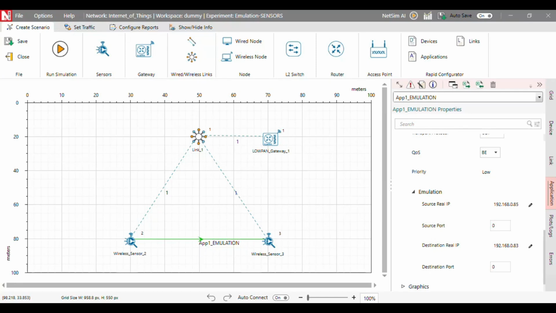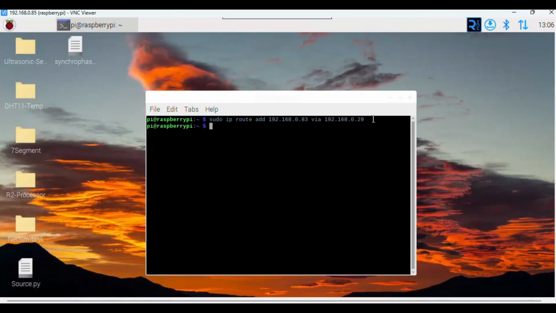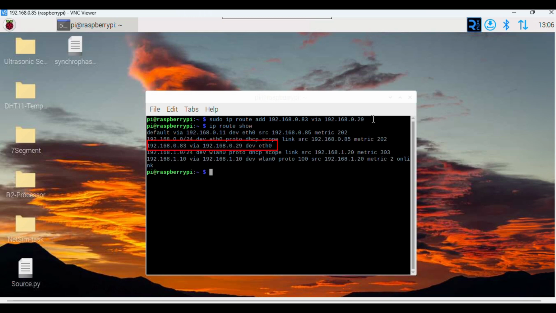In NetSim's emulation application, the real source IP address is mapped to a virtual sensor node. The real destination IP address is mapped to another virtual sensor node. The NetSim emulation server connects them together. We also configure a static route in the source Raspberry Pi so that packets meant for the destination are forwarded through the system where NetSim emulation is running.